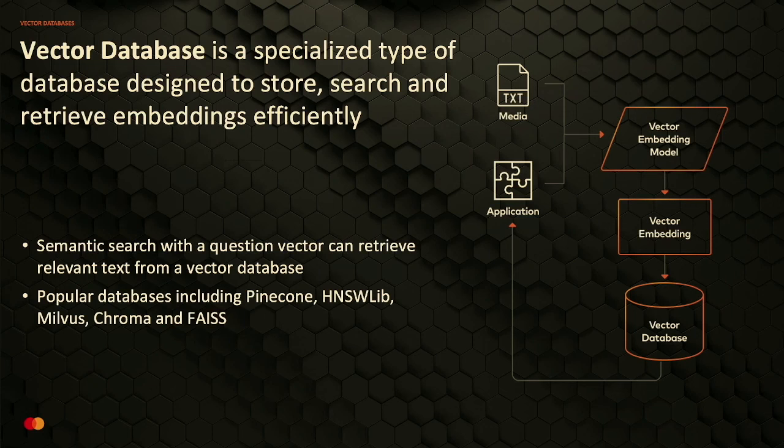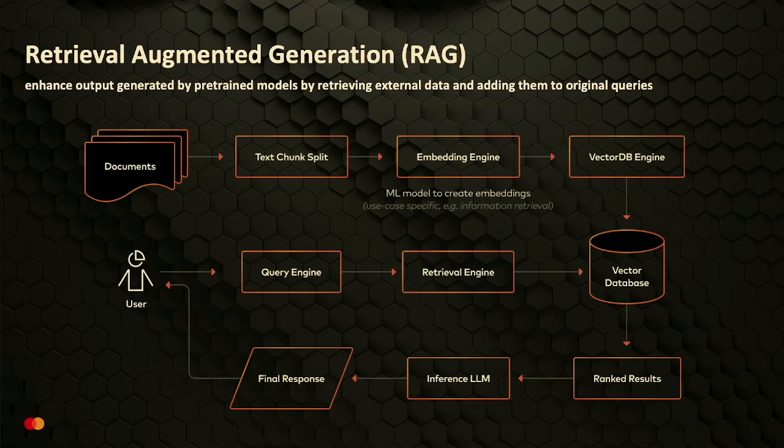And popular databases include Pinecone, HNSWLib, Milvus, Chroma, and FAISS. And many of them are open source. So let's look at this architecture diagram again.